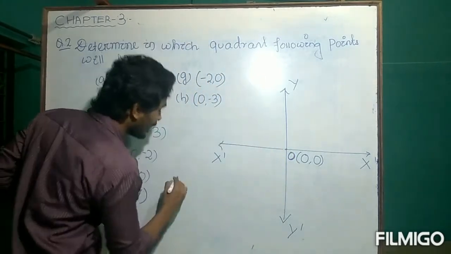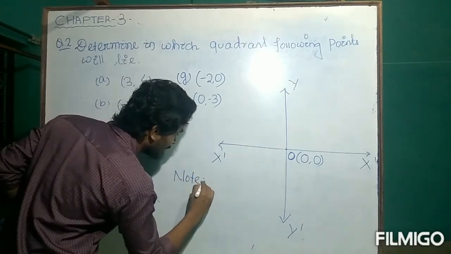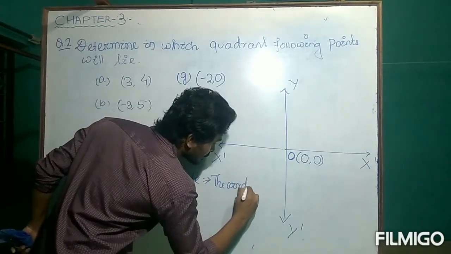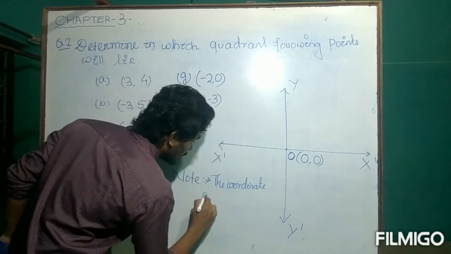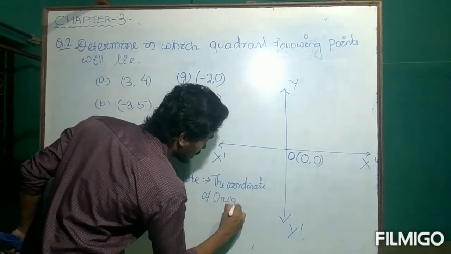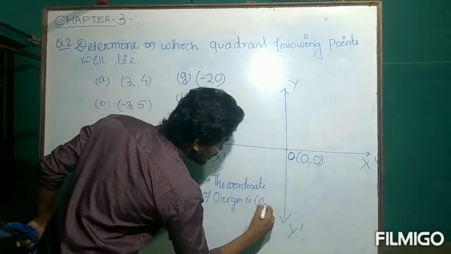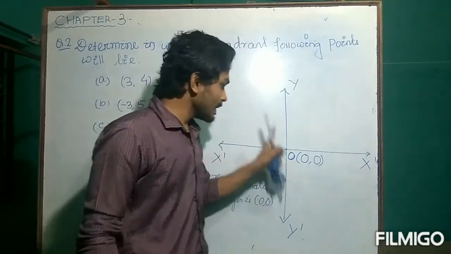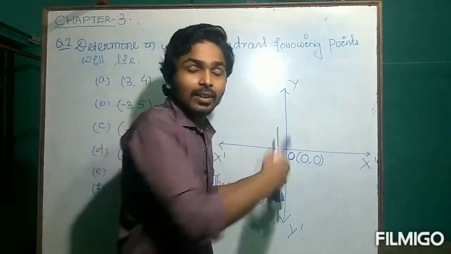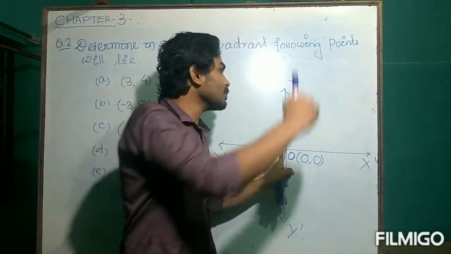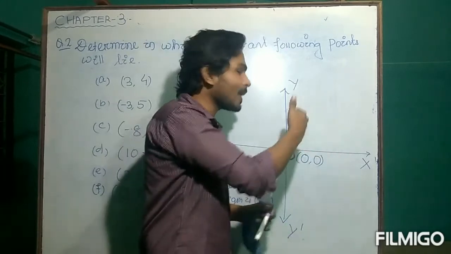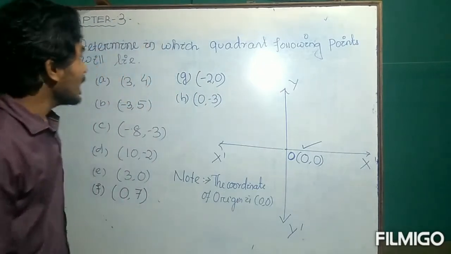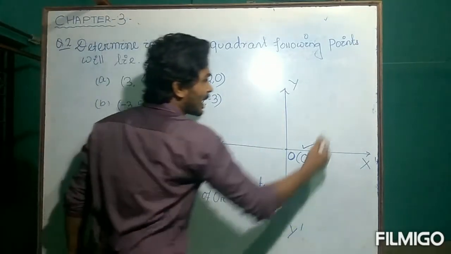So the coordinate of the origin is 0, 0. This is the most important point you have to remember. Write down: the coordinate of origin is 0, 0. Why? Because the point O is lying at such a place that it doesn't have to move towards the x-axis or towards the y-axis. So its distances from the x and y-axes are 0. So the coordinate of the origin is 0, 0. Understood? Now we have to determine in which of the 4 quadrants.